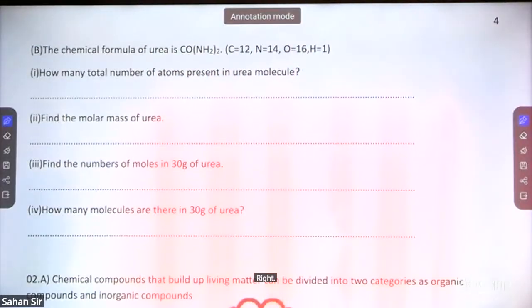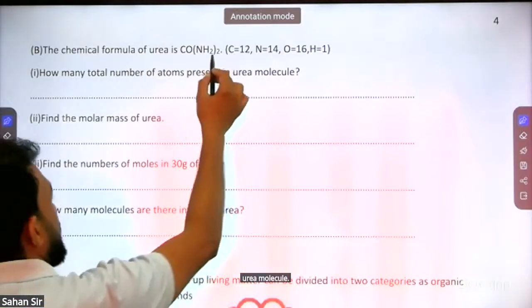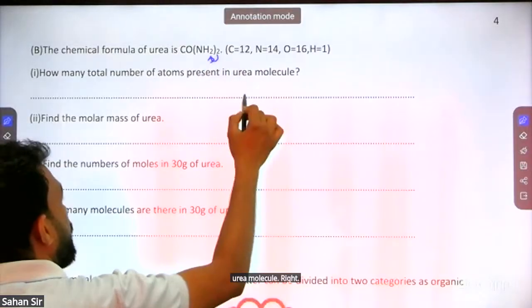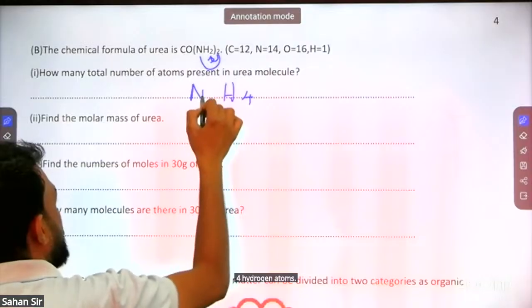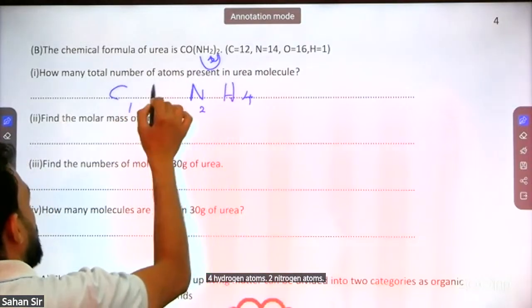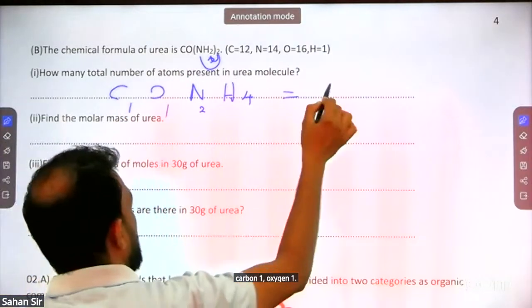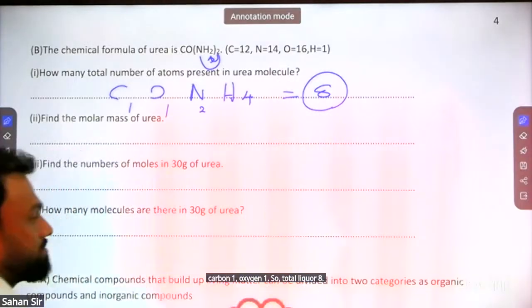The chemical formula of urea is CO(NH2)2. How many total number of atoms are present in the urea molecule? 4 hydrogen atoms, 2 nitrogen atoms, carbon 1, oxygen 1. So total 8.